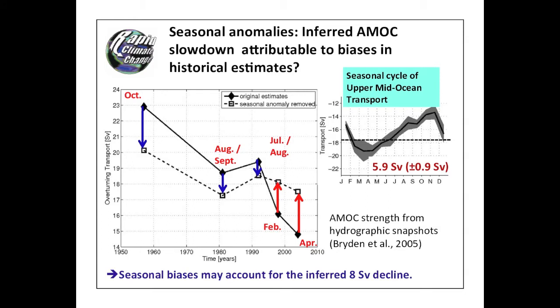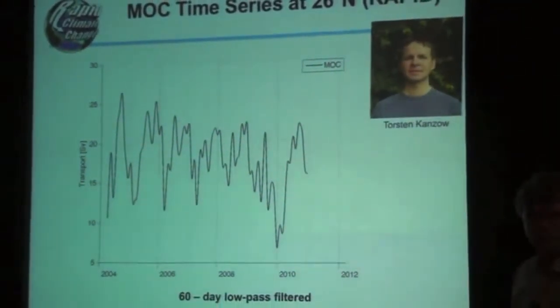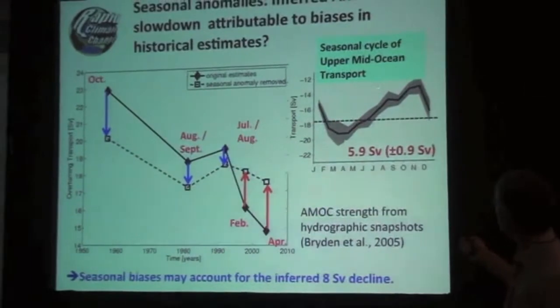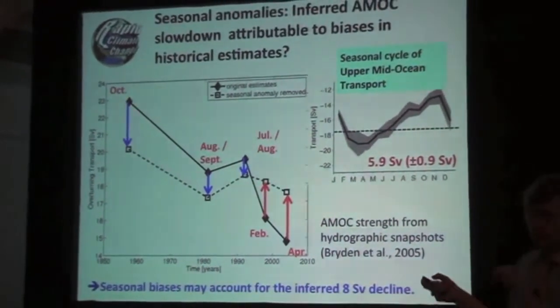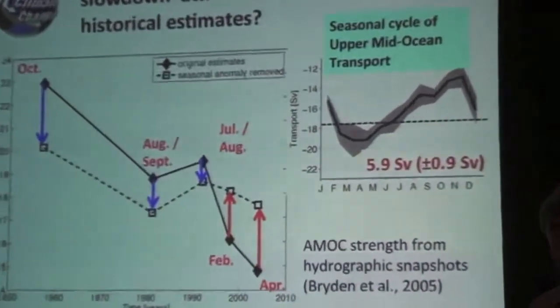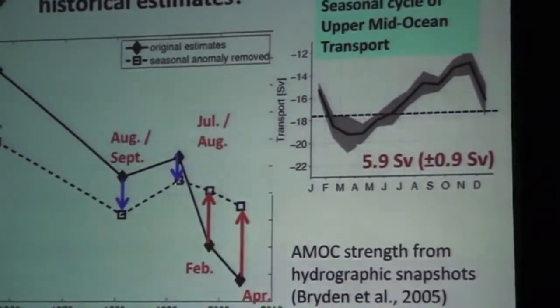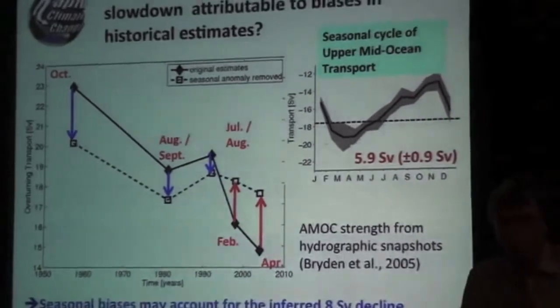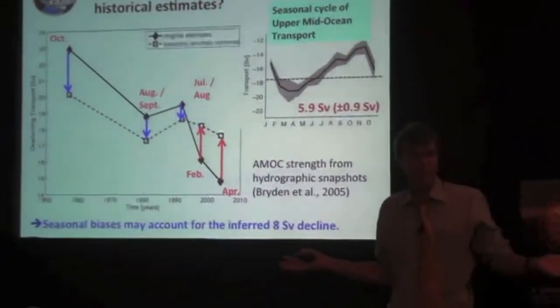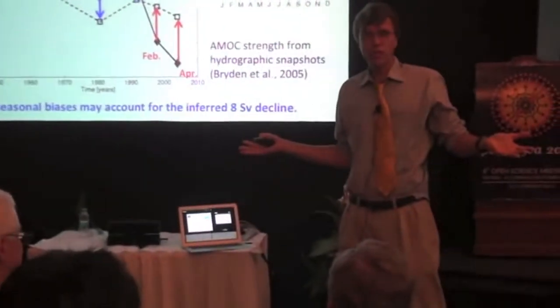And then these guys take these observations here and work out the seasonal cycle, right? That's the seasonal cycle. Now you just adjust your cruise for the season that you used it in, with the average seasonal cycle, and then this one drops here, this drops there, this drops there. So it was an unfortunate sampling of the seasonal cycle that made it to Nature.